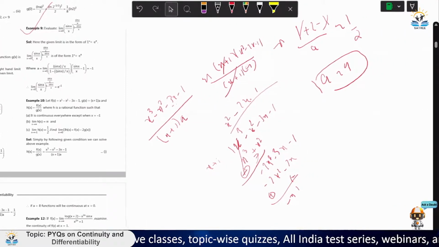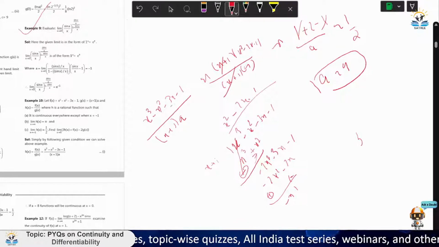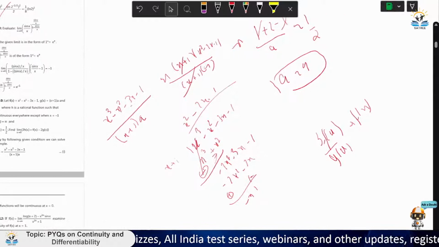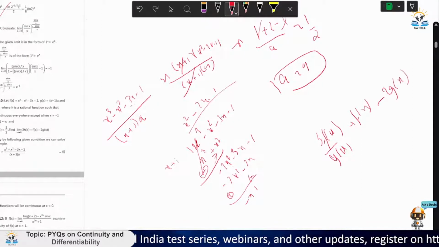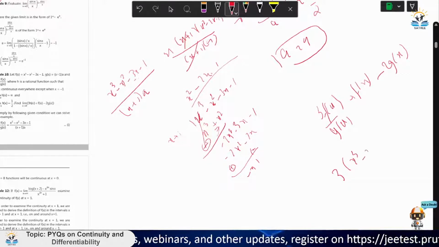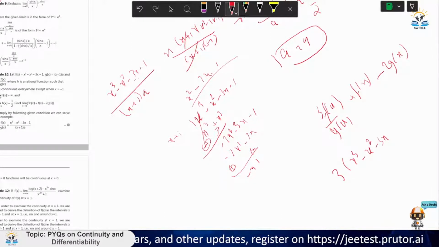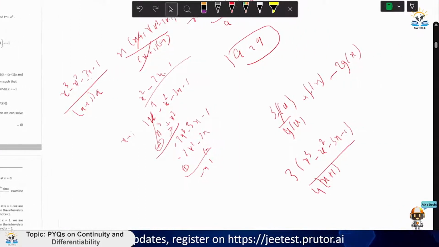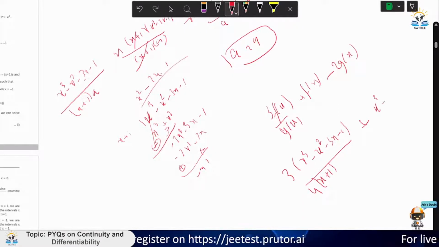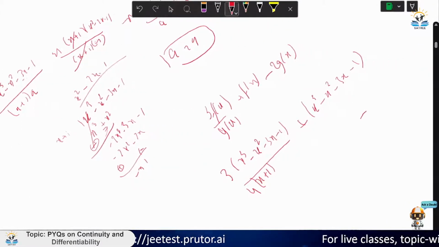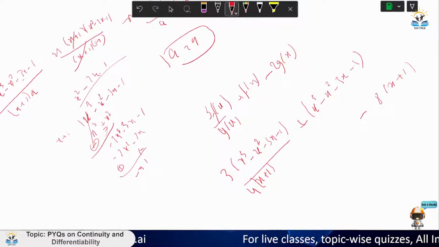And now I have to find 3 times of h, that is 3 times of f of x by g of x plus f of x minus 2 of g of x. So let us solve. 3 times of x cube minus x square minus 3x minus 1 upon x plus 1, 4 times, plus x cube minus x square minus 3x minus 1, minus 8 times of x plus 1.